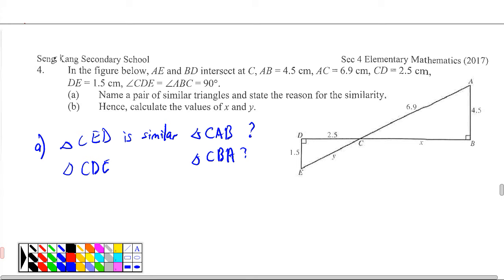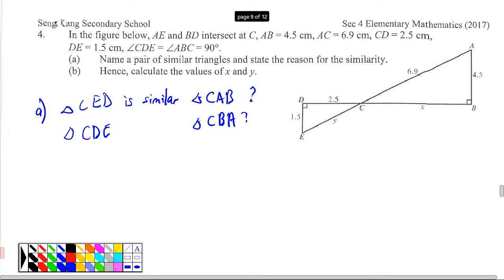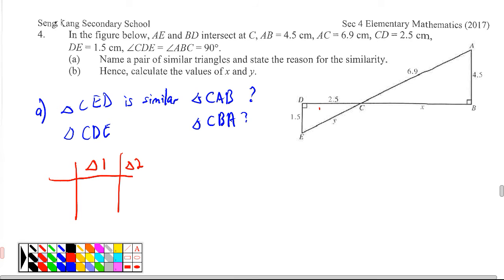See the door? CDE and CAB. Now don't get confused. Just draw triangle 1 and triangle 2. This is 1, this is 2.